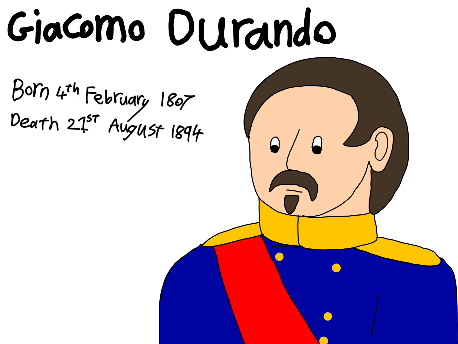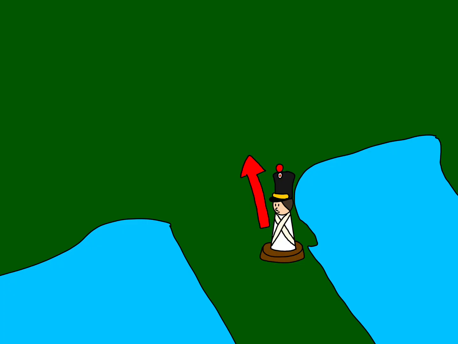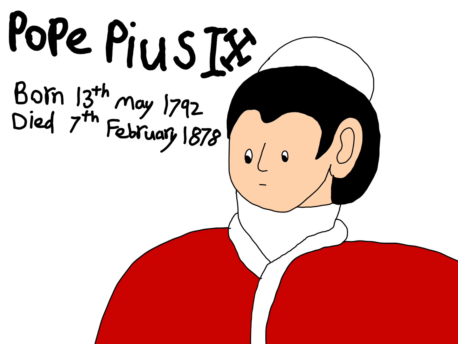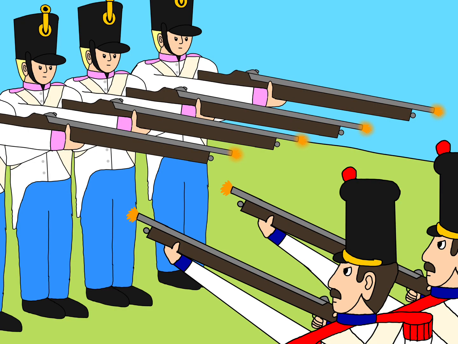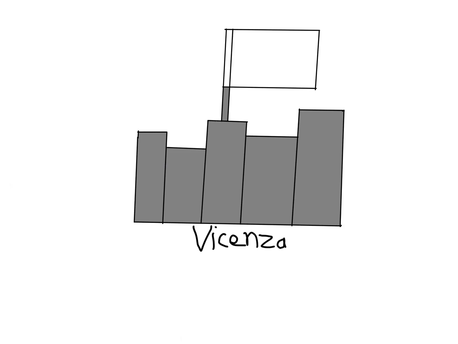The Papal army under Giacomo Durando marched to support the Sardinian offensive, but Pope Pius IX withdrew his support and on the 29th of April ordered the army to return. Durando disobeyed the order and continued the march, but was defeated at Pastrengo, though he held Vicenza despite a lack of support from the Sardinian army. The city fell on June 10th.